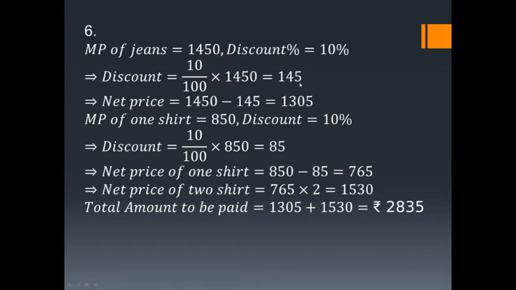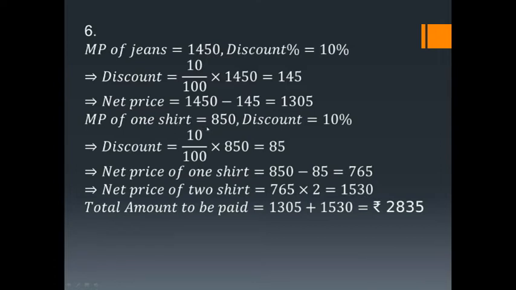That means at what price am I going to buy the jeans? That is the net price, that is mark price minus discount. So I have to buy that jeans for 1,305. That is the answer for the price of the jeans.